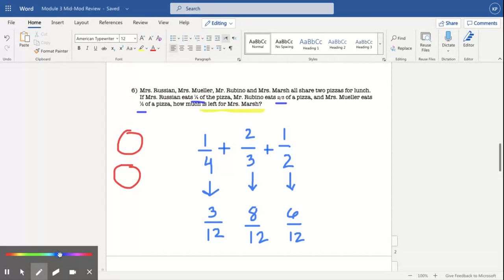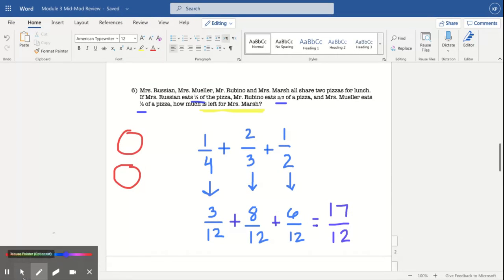Once I've changed those numbers, I'm now going to add them together. I want to know how much of the pizza was eaten by everybody else except for Mrs. Marsh in total. So I'm adding them up. 3 plus 8 is 11, plus 6 is 17. So 17/12 of pizza that was ordered was eaten.